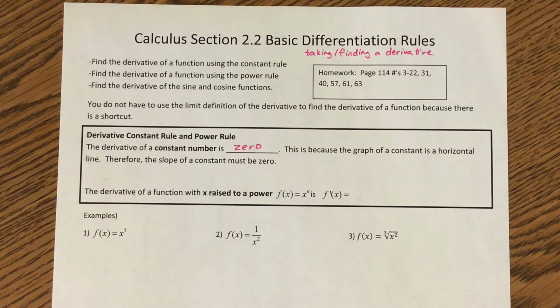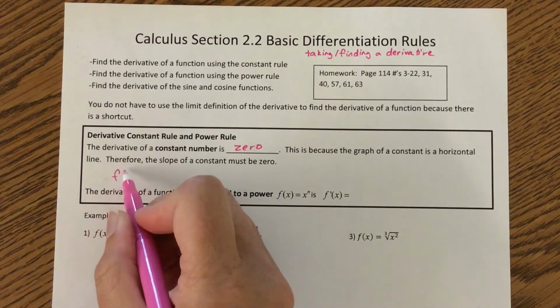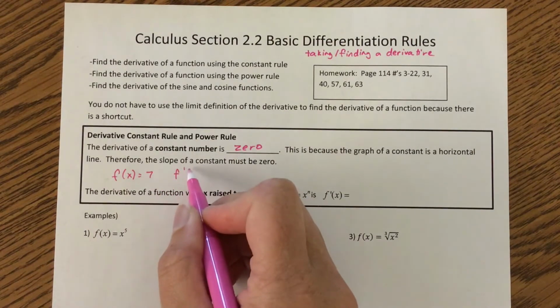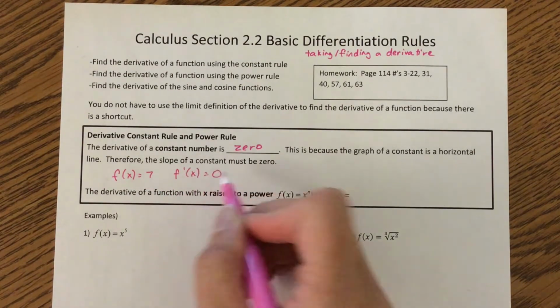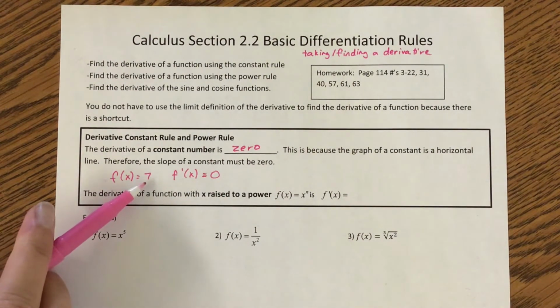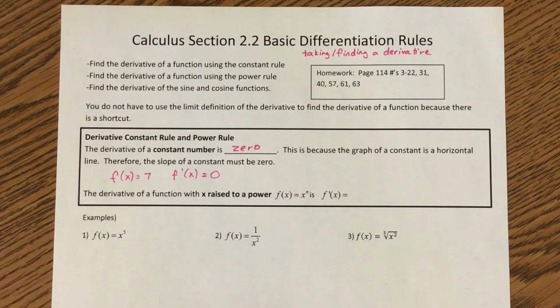You're just done. Okay, so if f of x equals 7, then f prime of x, the slope, is 0. And what's really nice about those is if you have one term that is a constant, then the derivative of that one term is going to be 0. So that applies even if there's a bunch of terms all added and subtracted together.